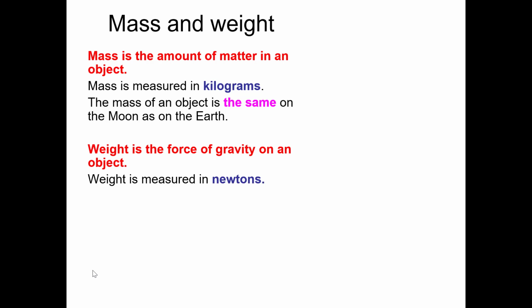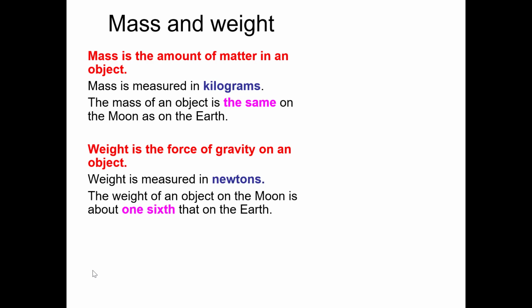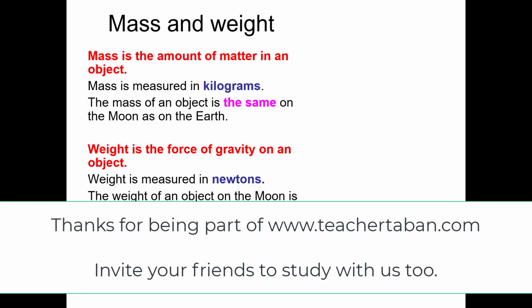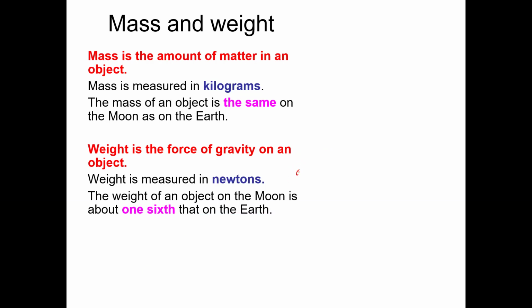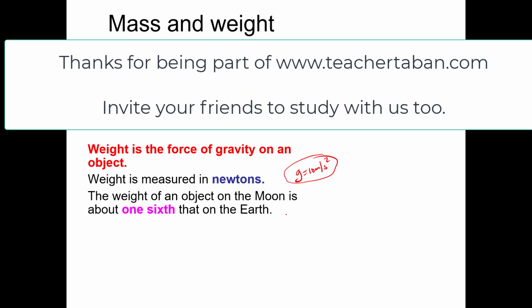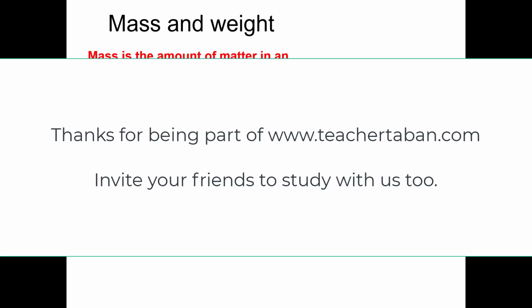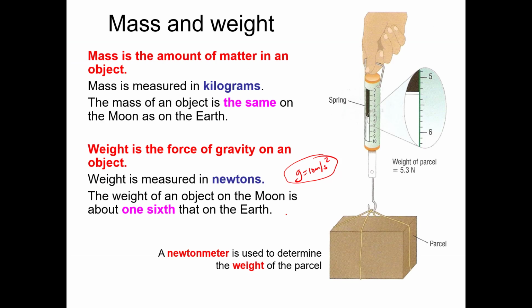Another thing that we need to know is that weight is a force, and therefore it is measured in newtons. We also need to note that on the Earth, the value of g is equal to 10 meters per second squared. I'm going to talk about this later on, but we need to note that if a body on Earth weighs 10 newtons, then on the moon it will weigh one sixth of that on the Earth. We shall look at this in detail shortly. Weight is measured by using a spring balance. We talked about that as well.